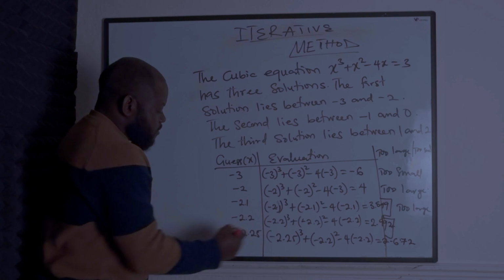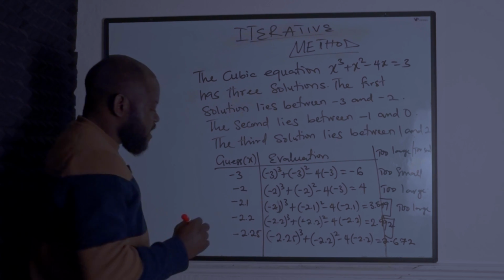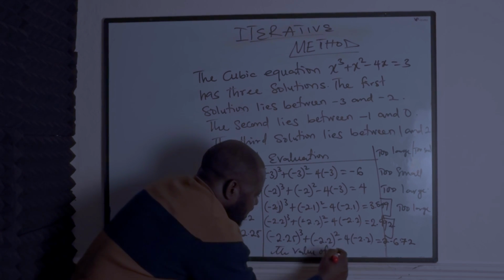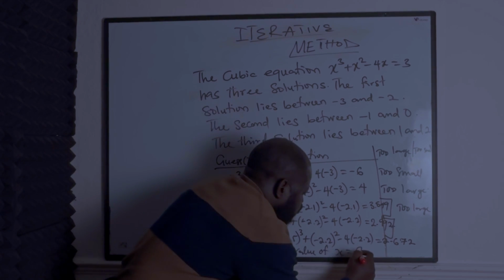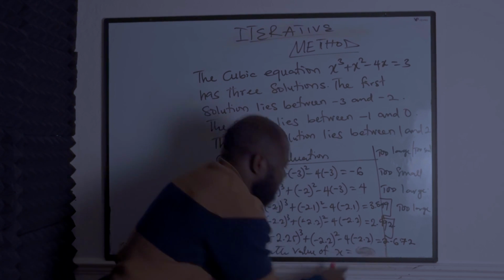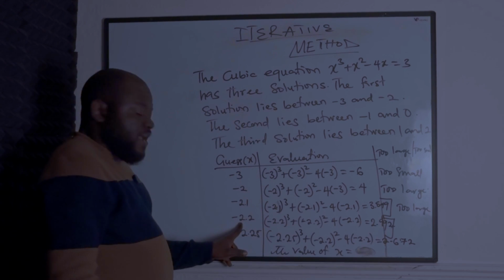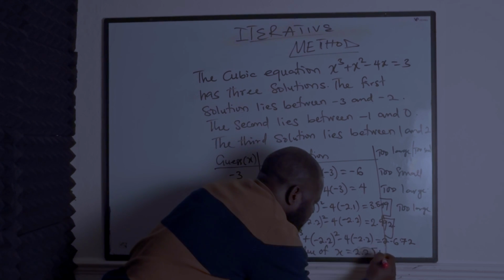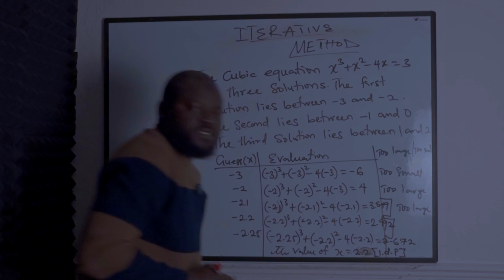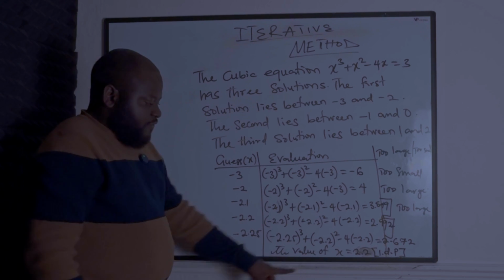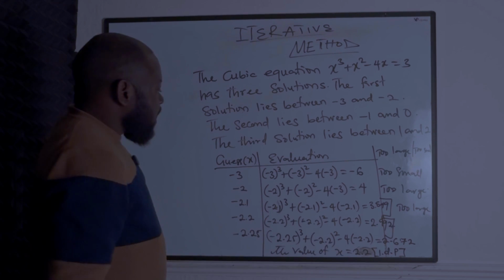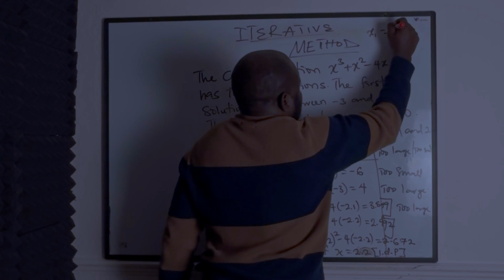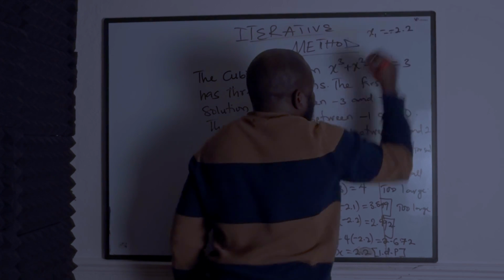Then we can conclude that the value of x that we are looking for is equal to 2.9, sorry, no. What gives us 2.99? That's minus 2.2. The value of x is minus 2.2 to 1 decimal place. I hope you get this now. That's the first solution. So we can now find the second solution. So let's write the first solution here. So x1 is minus 2.2.